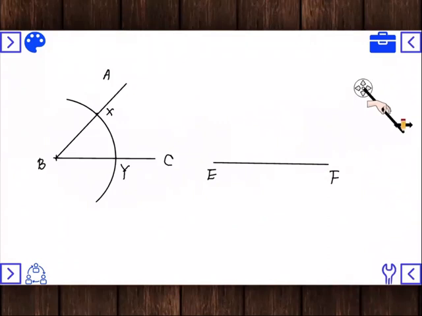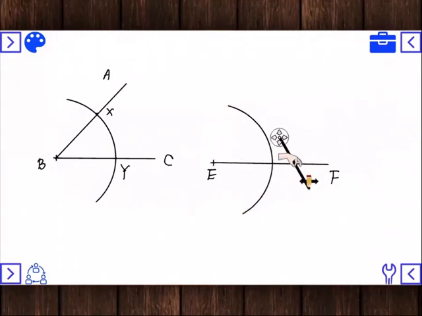Step three, with the center at E and radius BY, draw an arc to cut EF at S. So now we first need to measure BY. So this is BY, right? And we need to put the center of the compass at point E, and we draw an arc, and the arc will cut EF at S. So we draw an arc, and the arc cuts EF at S. Okay.